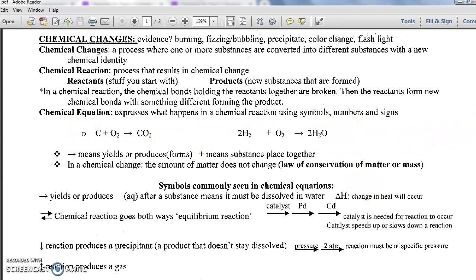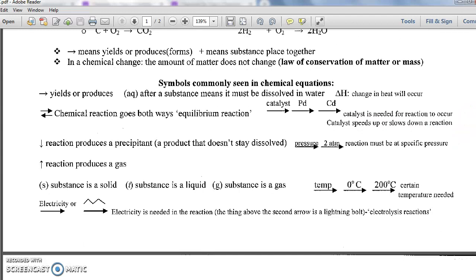There are symbols that are frequently used in chemical equations. We already mentioned the arrow sign points at what you make or produce. If you see an AQ written after something in a chemical equation, it means you must dissolve it in water. Water is sometimes called aqua. Aqua is a term that relates to water. So AQ after something means you have to put it in water.